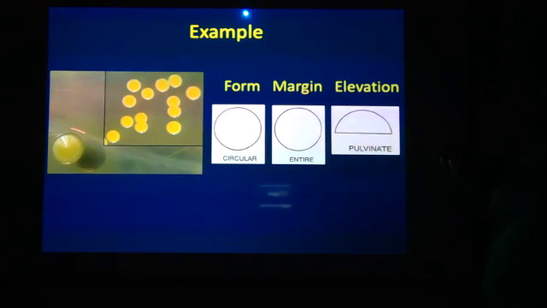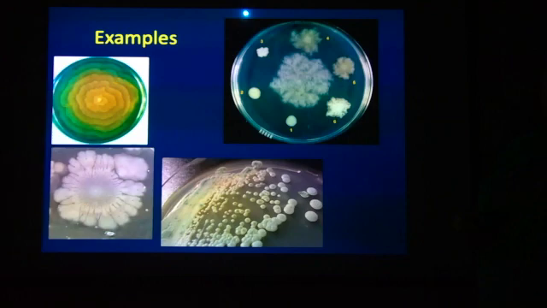Looking at this one right here, it is circular. That's the form. The edge, the margin, is entire, right? You don't see any scallops, you don't see any spikes. They're all entire. And as far as the elevation goes, if you look at this one, you can see that this is very high.